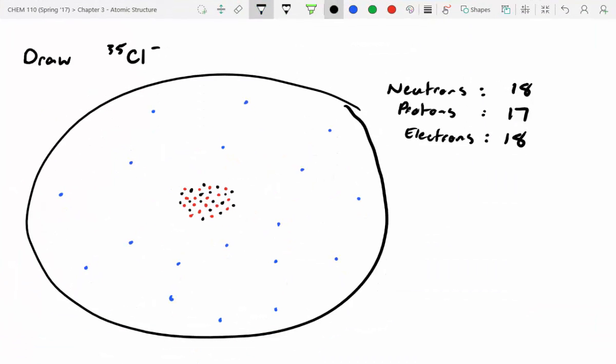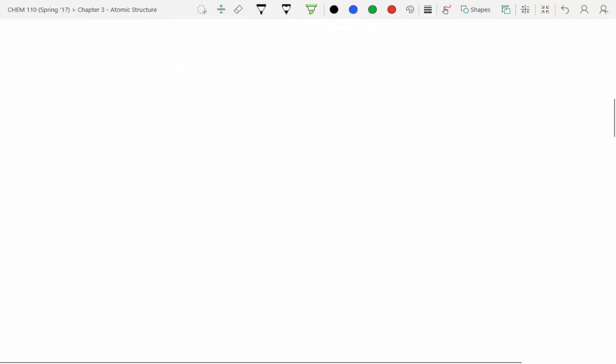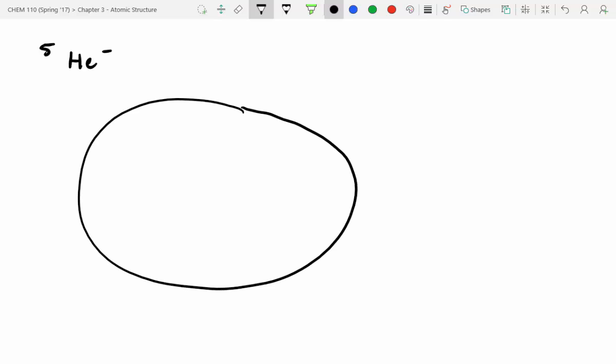All right, let's do one more. Let's do an easier one. Doesn't take as much space. Let's do helium with a negative charge, specifically helium-5. So how many protons should we have for helium? 2, right? Atomic number 2, so 2 red dots in the center, those are our protons. All right, how many neutrons for helium? 3? Yeah, we have to have a mass number of 5, which means our nucleus should have 3 neutrons.